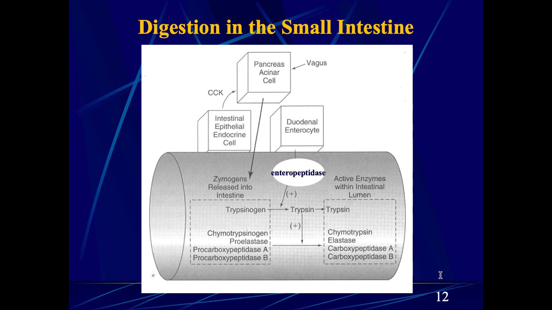So this is fun with enzyme names, right? Here's trypsinogen. That's converted to trypsin. Chymotrypsinogen, converted to its active form, chymotrypsin. Proelastase, elastase, procarboxypeptidase A and B, carboxypeptidase A and B. So the only names you need to remember from this: CCK stimulates the pancreas to release the zymogens. Then trypsinogen converts to trypsin. Trypsin activates the others. And then enteropeptidase.